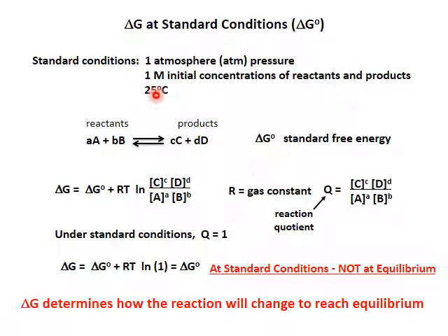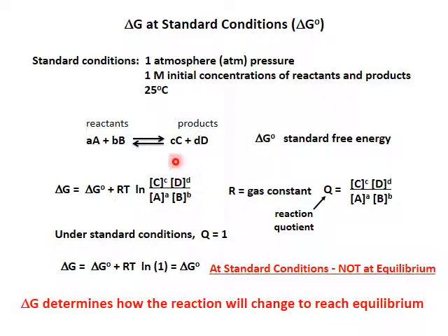So consider the following reaction. A plus B goes to C plus D. In this case, I also added coefficients to each one of the products and reactants. So it could be 2 A's and 1 B to form 1 C and 1 D, for example. And so the standard free energy delta G naught can be defined for this particular reaction. If we look at the delta G of this reaction, it is the standard delta G plus RT natural log of the concentration of the products over the reactants.